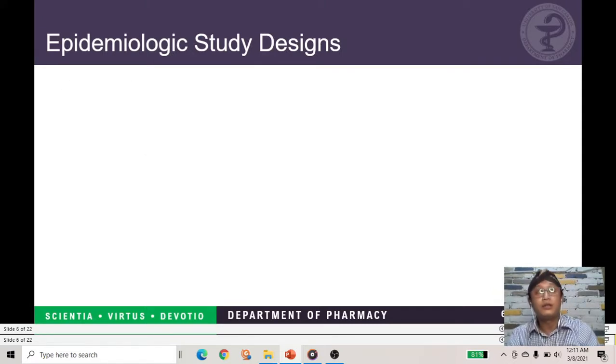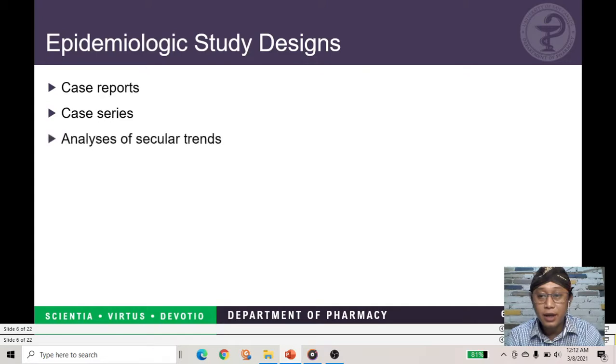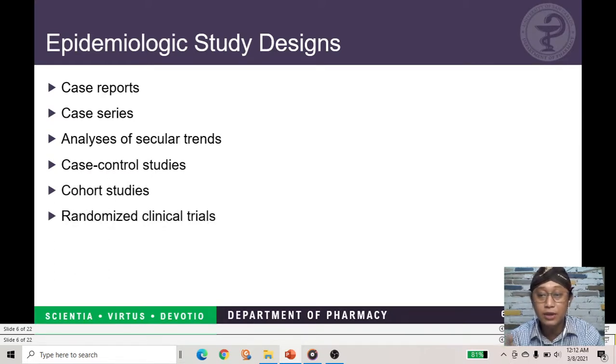So what kind of study designs can we apply to pharmacoepidemiology from epidemiology? There are many study designs, but generally in clinical research methodology, we learn about case reports, case series, analysis of secular trends, usually called ecological studies, case control studies, cohort studies, and randomized clinical trials. Of these, only randomized clinical trials are categorized as experimental studies, while the others are observational studies. We will learn this in the next two meetings.